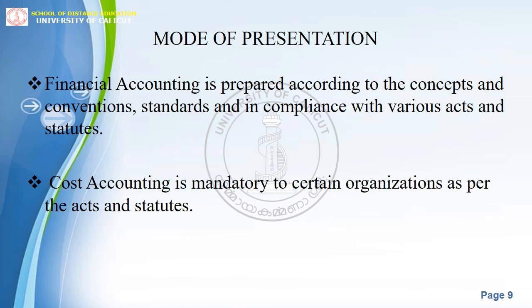Financial accounting is presented according to the concepts, principles, standards, and in compliance with various acts and statutes. It uses financial statements, journals, ledgers, and trial balances for presentation. On the other hand, cost accounting is presented as per acts and statutes, which is mandatory to certain organizations. It uses tools to help improve the efficiency of business operations. These include cost of sales, product margin, and selling price of the products.